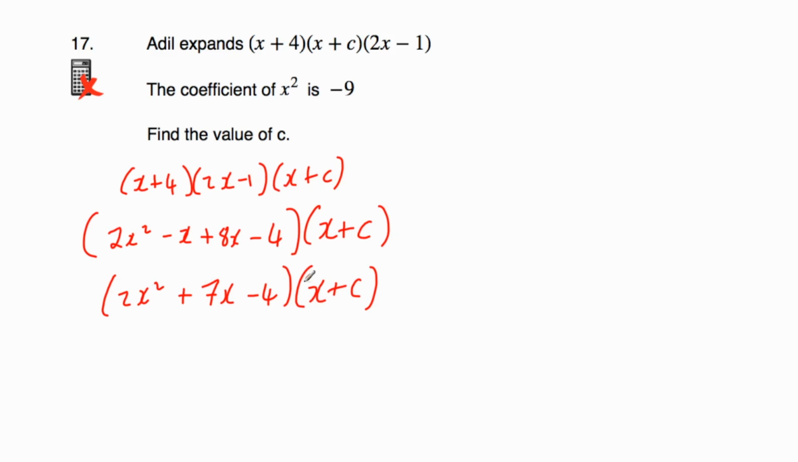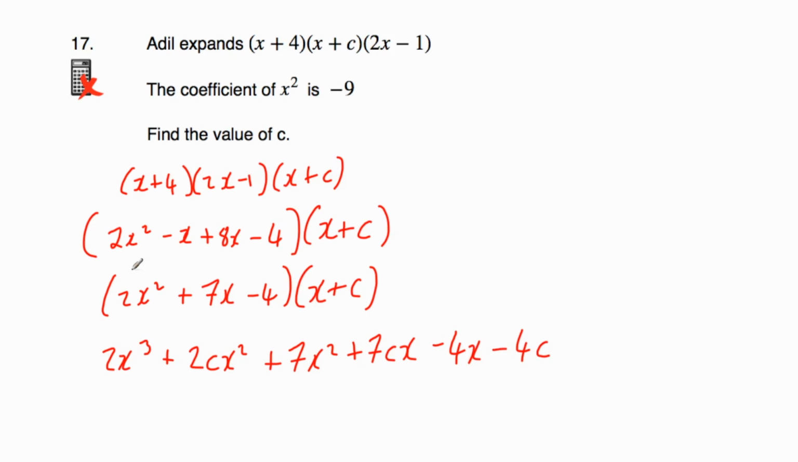So 2x squared times x would be 2x cubed. 2x squared times c would be plus 2cx squared. Then we're now going to multiply both of these by 7x. So 7x times x is plus 7x squared. And 7x times c would be plus 7cx. And then finally, minus 4 times x would be minus 4x. And minus 4 times c would be minus 4c. So we've expanded our brackets, and we're told that the coefficient of x squared is equal to minus 9.